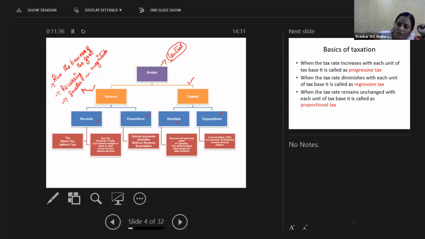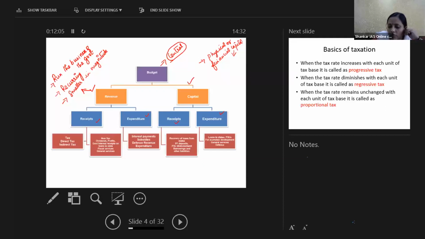Then what is capital account? Capital account is going to create physical or financial capital for the country. It's going to deal with the capital. What do you mean by capital? It could be a road, it could be a rail, it could be the power plants. So it is the creation of the infrastructural facilities or the developmental facilities for the country, right?